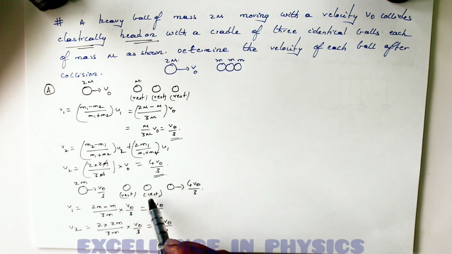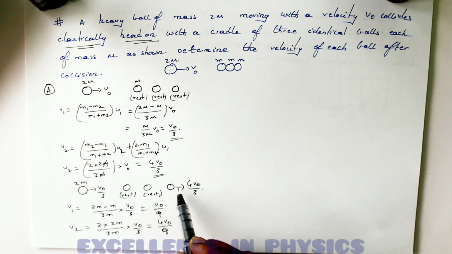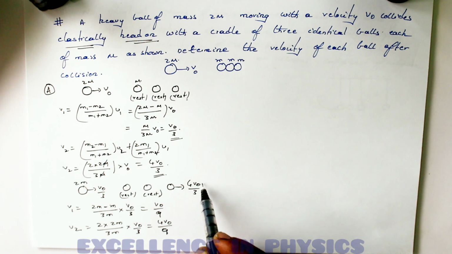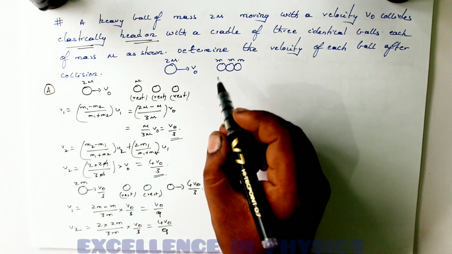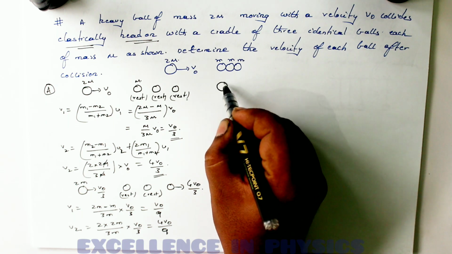Second body, now it starts moving with a velocity of 4 V naught by 9, and this second ball cannot collide with the third ball now, because the third ball is already traveling with a velocity of 4 V naught by 3, which is a greater velocity, and 4 V naught by 9 is a lesser velocity. So the second ball cannot collide with the first ball.